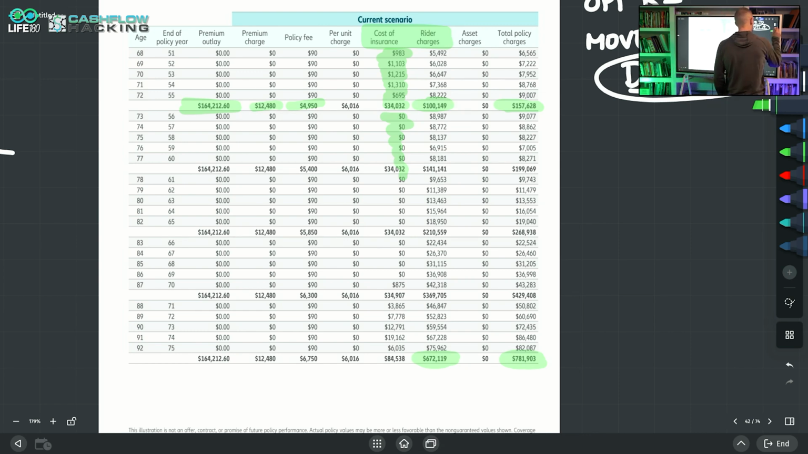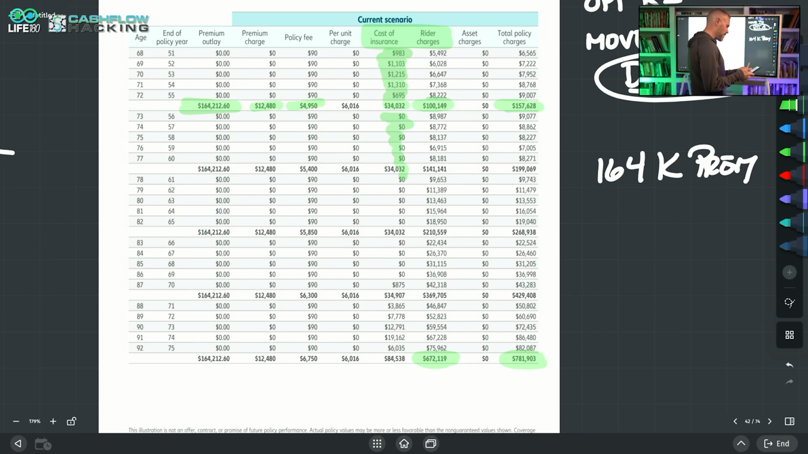Now, think about this, I paid $164K in premium, right? And I've got $781,000. So let's see here, I'm going to just do this math. 781 divided by 164. I paid 4.76 times the amount of insurance that I paid in premium.